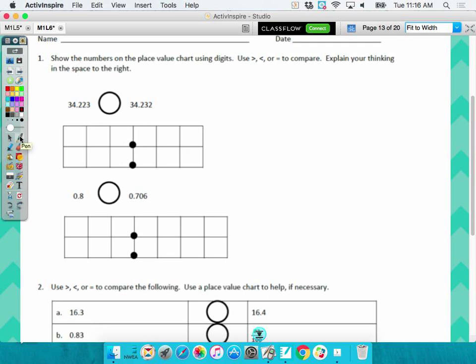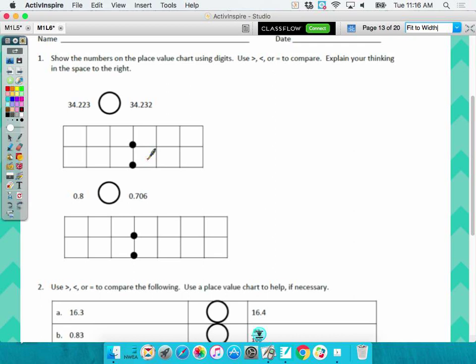Let me read the directions on this problem set. Lesson 6. Show the numbers on the place value chart using digits. Use greater than, less than, or equal to compare. Explain your thinking in the space to the right. Now, I'm only going to make you explain your thinking for the first one here. Okay? So we're just going to go through and do what it tells us to do because your exit ticket is very similar to this.